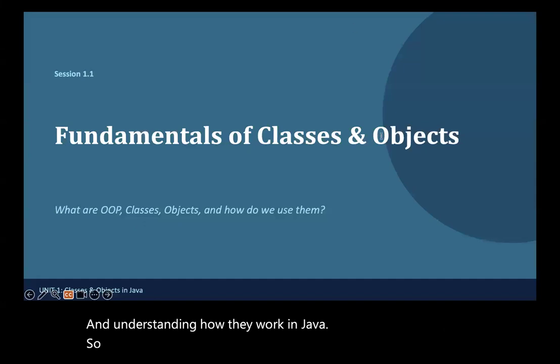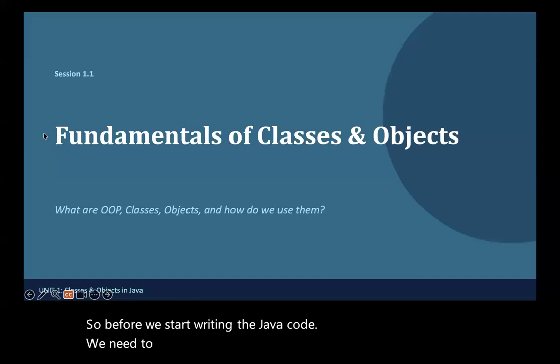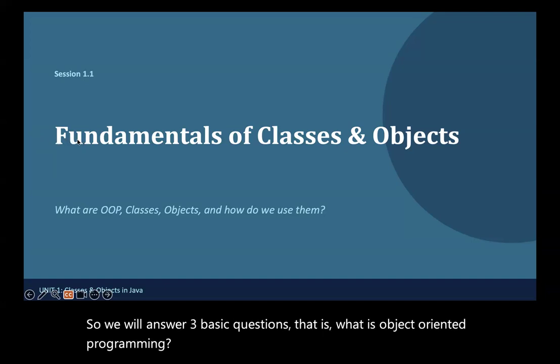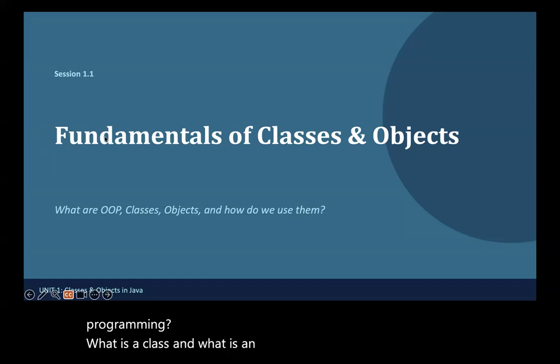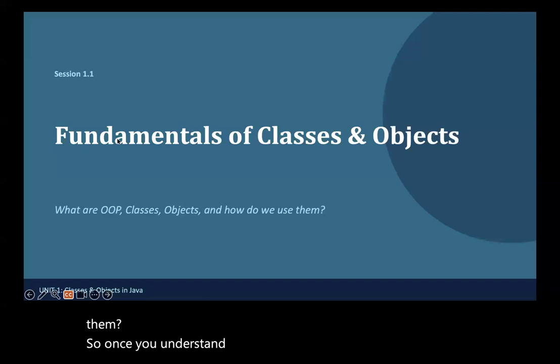So now let's begin with our first session, fundamentals of classes and objects. Before we start writing the Java code, we need to understand some important concepts. So we will answer three basic questions. That is, what is object-oriented programming? What is a class? And what is an object? And how do we use them? Once you understand these concepts, the rest of Java will become much easier to learn.